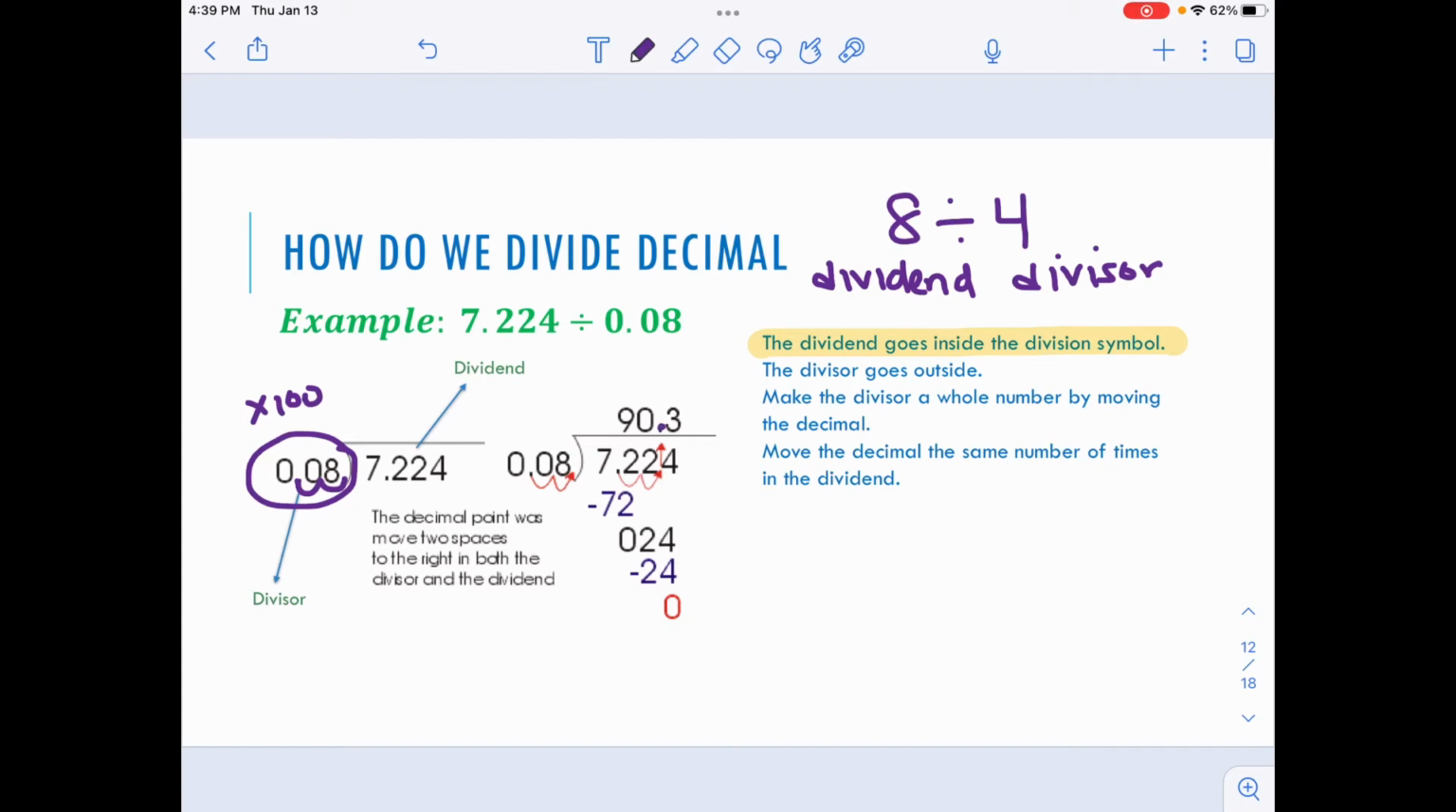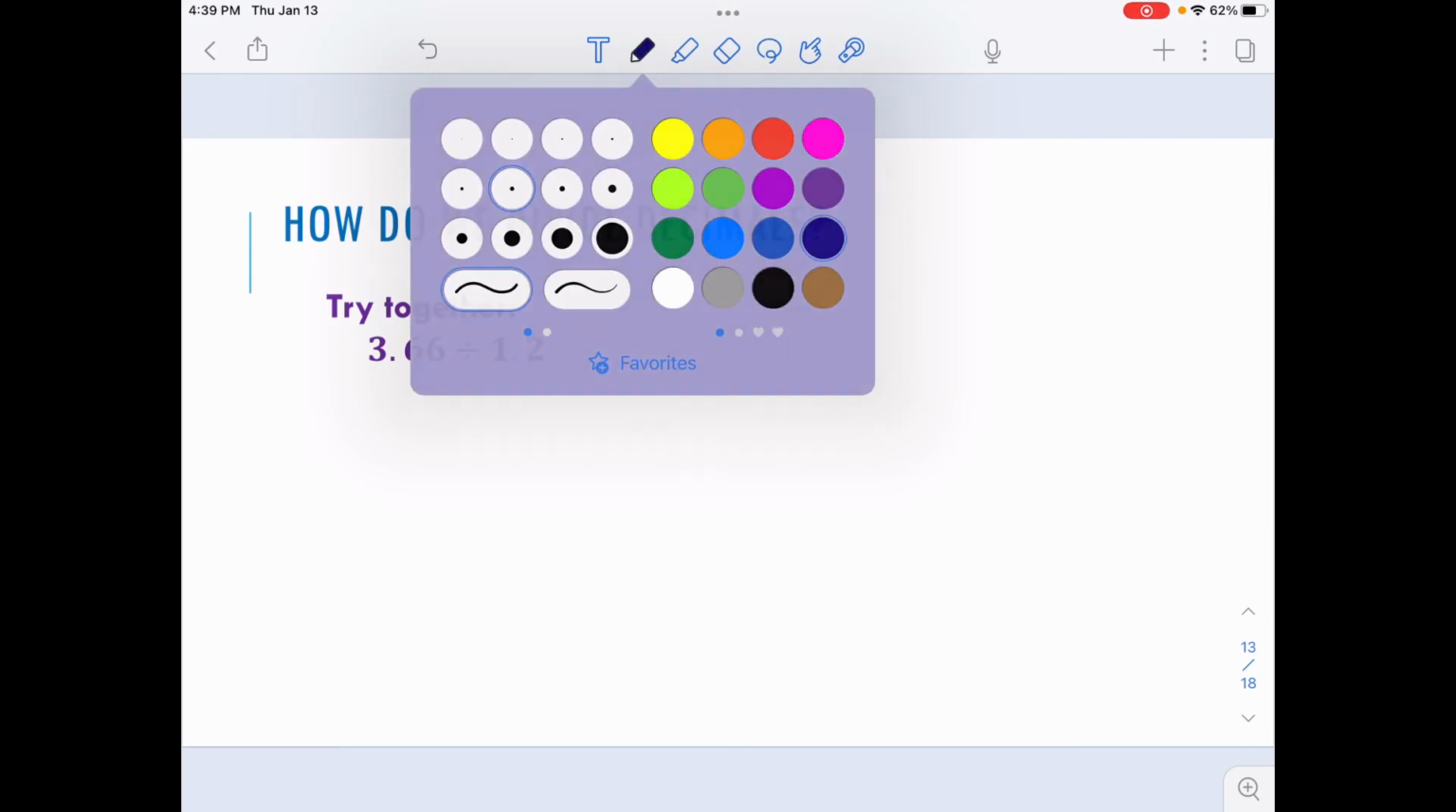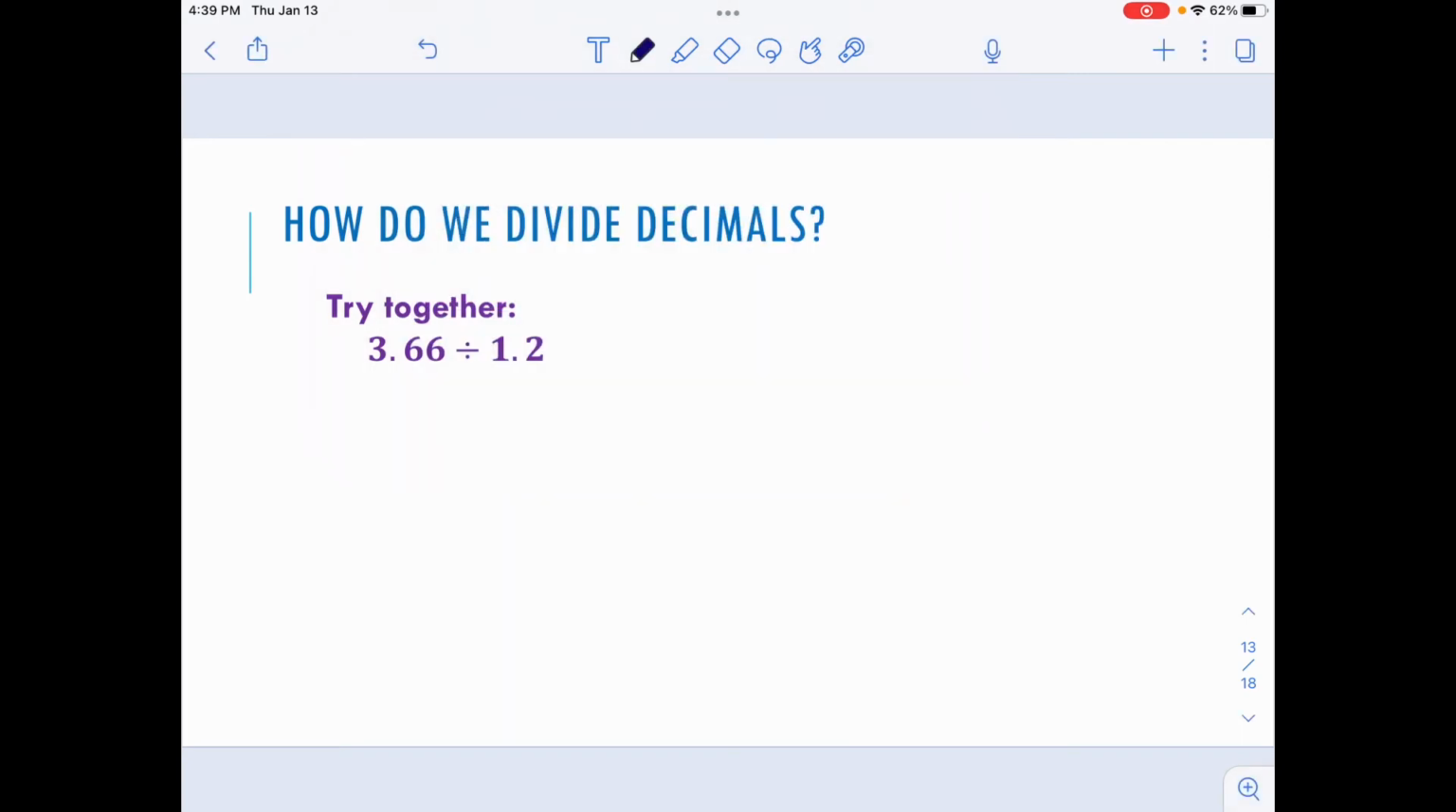All right, that is a lot of steps. So let's actually try out 2 examples together before you try some out on your own. So let's look here: 3 and 66 hundredths divided by 1 and 2 tenths. All right, so dividing's a little tricky with estimating, but we're going to try this out here.